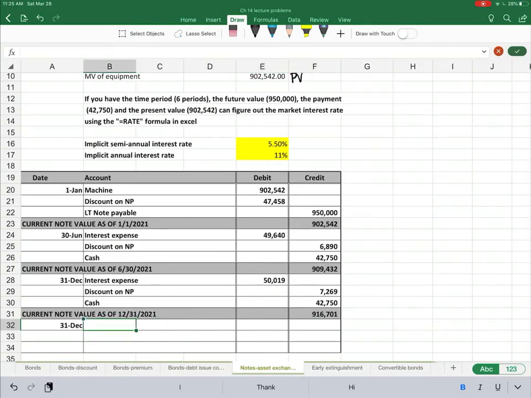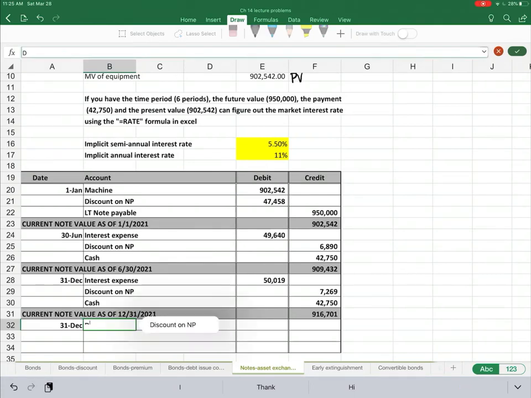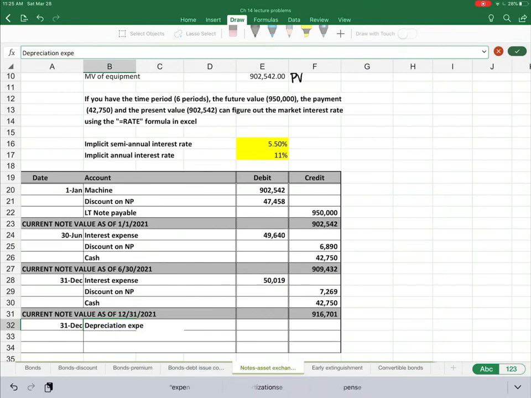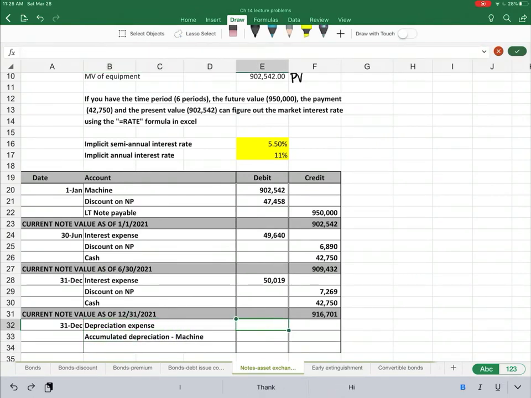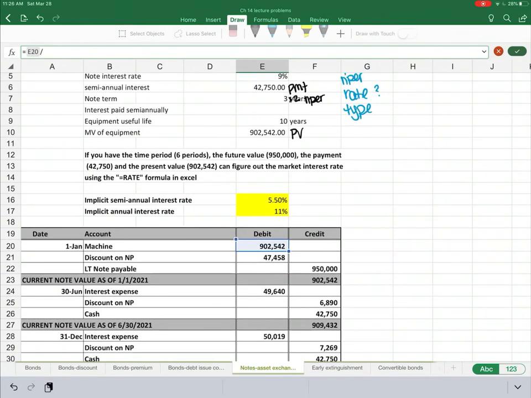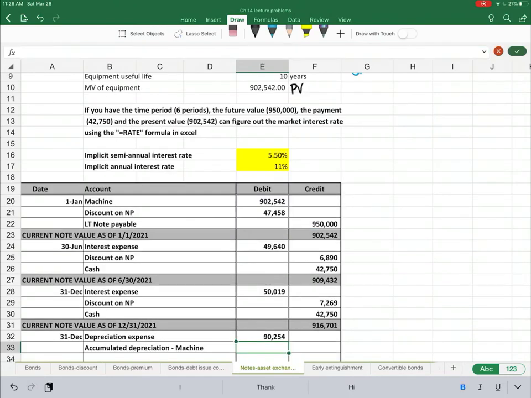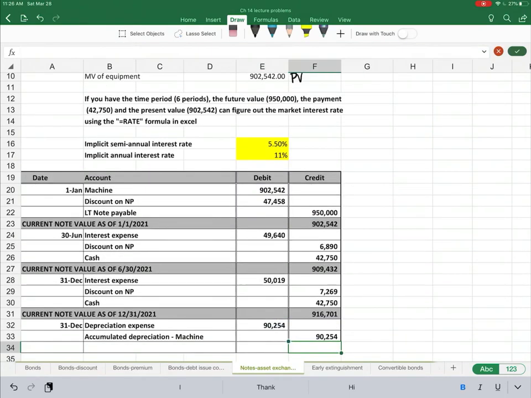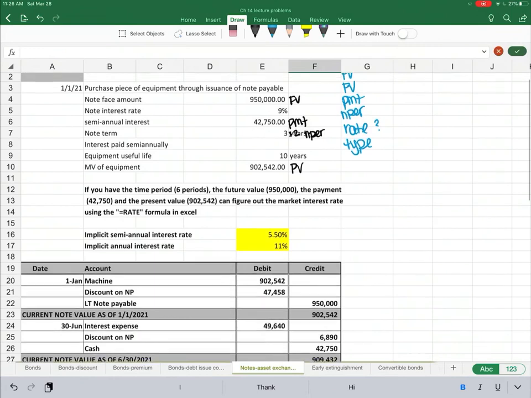$7,269. Finally, on December 31st, we can't forget about the fact that we are using this piece of machinery and therefore we have to depreciate it. So over time, we're going to record annual depreciation expense and annual accumulated depreciation for our machine. And that depreciation expense, we're going to assume the straight line method. So we take the value of our machine divided by its useful life, again, given to us in the problem of 10 years.